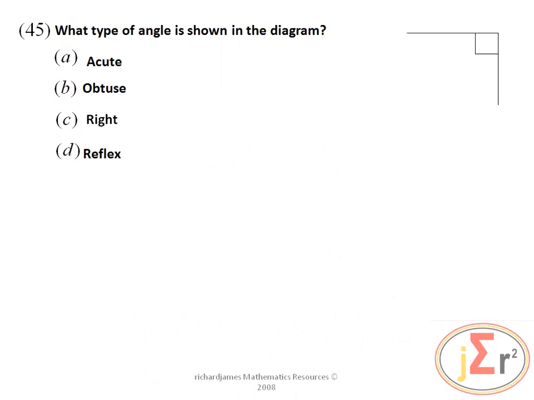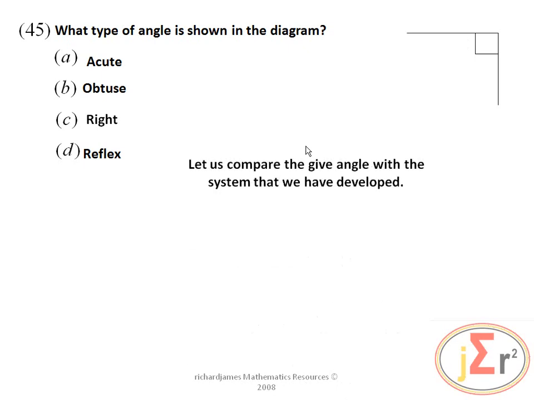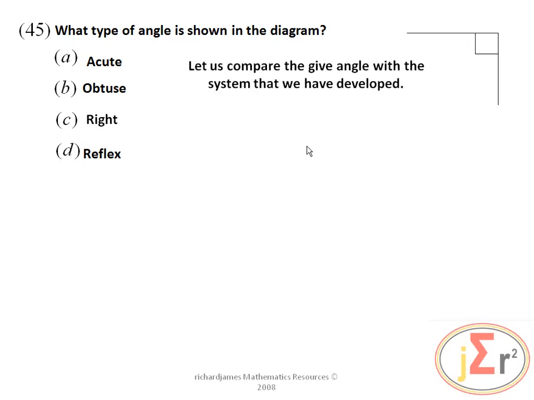What type of angle is shown in the diagram? Let us compare the given angle with our system that we have developed, that is our angle cycle. Look at that. Isn't that exactly what we have up there? Yes, it is what we have here. However, it is somewhat rotated. But of course, we can identify that it is the exact same angle.